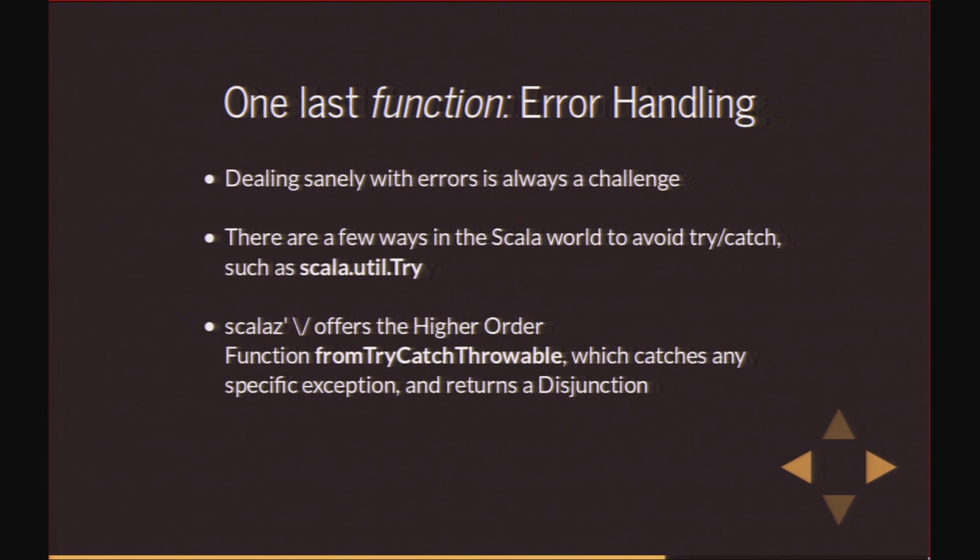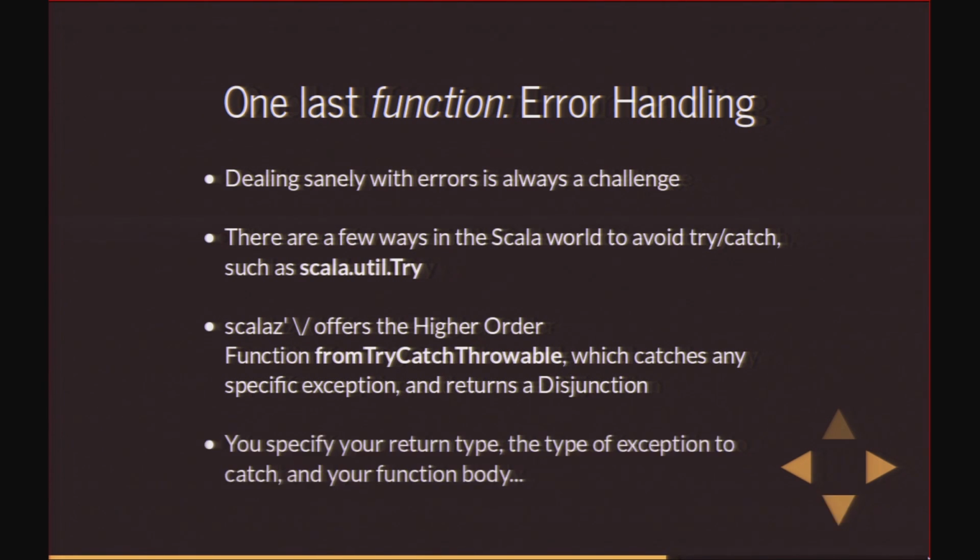Scala Z offers a higher order function called from_try_catch_throwable on disjunction. The problem with ScalaUtil_try is you don't get to say what exceptions to catch. It catches everything. With disjunction from_try_catch_throwable, we can specify what exception we want to catch. So it looks a little more like a try-catch statement without having a try-catch statement. And then you have this consistent error handler, which is disjunction. So you specify your return type, the type of exception to catch, and your function body. And it will execute this and wrap that so that you either get a left disjunction or a right disjunction based on what has occurred.